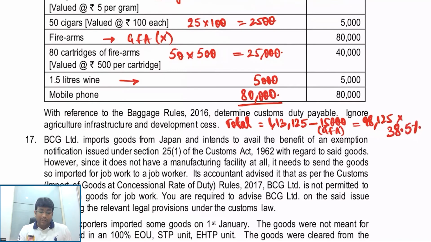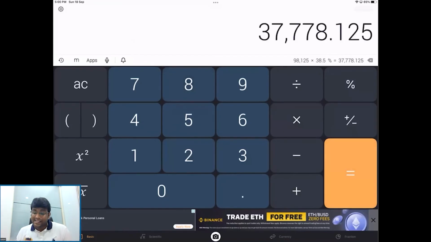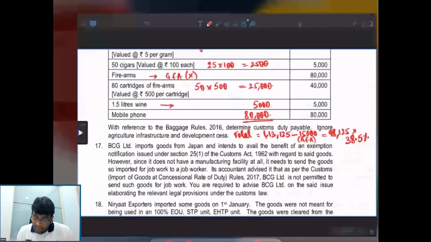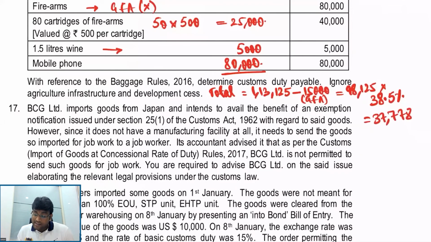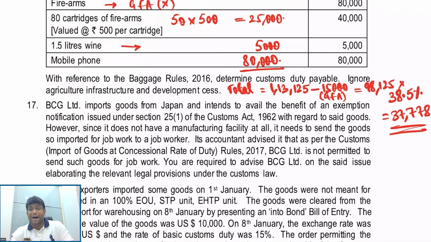The reason for that is 35% is the baggage rate, 10% is social welfare surcharge, which comes to 38.5%. 98,125 into 38.5% comes to 37,778. So my duty payable will be 37,778. That is the duty payable on this baggage which is imported by Mr. John Biden. I hope we are getting clarity, everybody. And for firearms, cartridges of firearms exceeding 50, cigars exceeding 25, tobacco exceeding 125 grams, we don't apply the baggage rate. Further, there is a separate 100% duty.